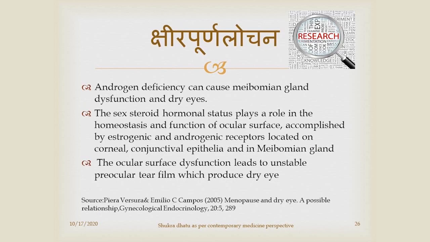Kshira Purna Lochana. It is said that the Lochana, or the eyes, are full of Kshira. Kshira means milk only. Some meaning of Kshira is like water also, so it can be considered as Kshira Purna Lochana, water filled within the Lochana or eyes. Some research studies say that androgen deficiency can cause meibomian gland dysfunction and dry eye. The sex steroid hormonal status plays a role in homeostasis and function of the ocular surface, accomplished by estrogenic and androgenic receptors located on corneal and conjunctival epithelia and in the meibomian gland. Ocular surface dysfunction leads to unstable preocular tear film, which produces dry eye. So if you have increased testosterone, dry eye will be prevented. It will result in proper functioning of the meibomian gland and avoid dry eye formation. So if you have Shukrasara, definitely you will have Kshirapurna Lochana.